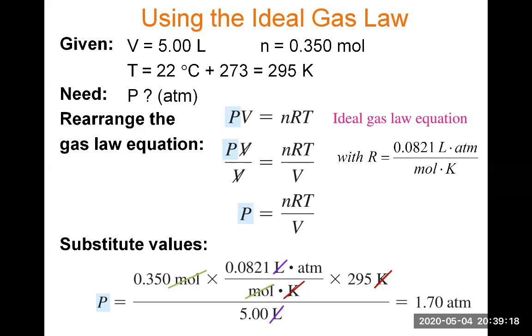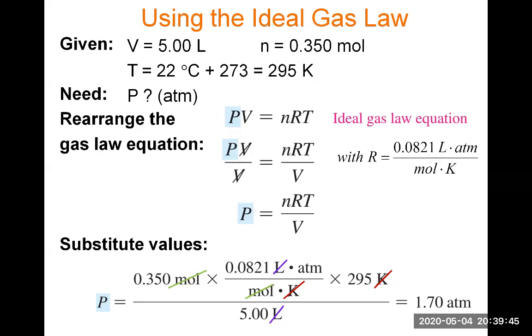Here we need to pay attention to significant figures. So there are 3 significant figures in the temperature, 3 significant figures in the R value, 3 sig figs in the number of moles, because the 3, 5, and the last 0 to the right are significant. And then the 5.00, that's also 3 sig figs. So we keep 3 sig figs at the end.